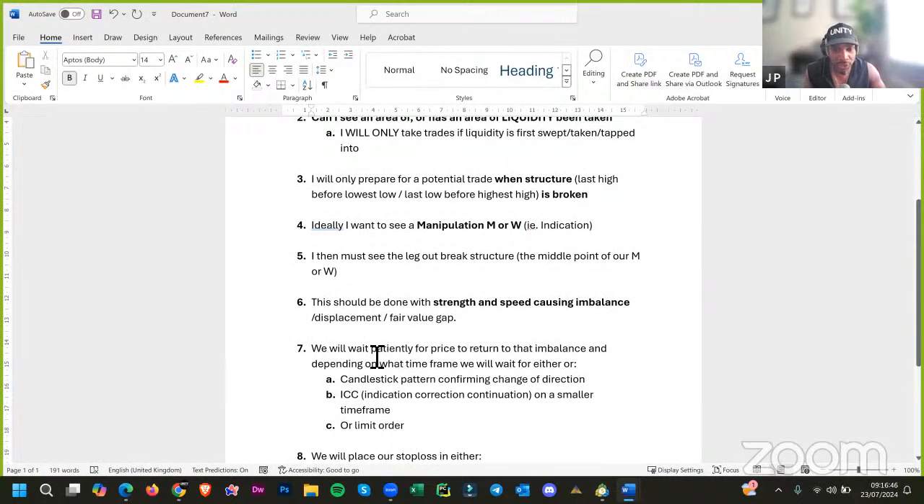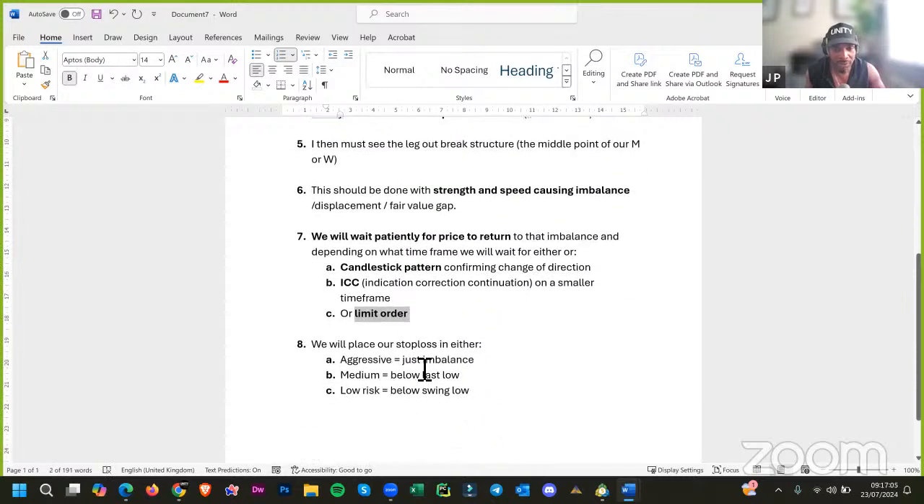We will wait patiently for price to return to the imbalance. And depending on what time frame, we will wait for either a candlestick pattern, ICC, or limit order. We will place our stop loss in either aggressive, which is just covering the imbalance, just covering imbalance. Sorry, I've got this wire in my way.